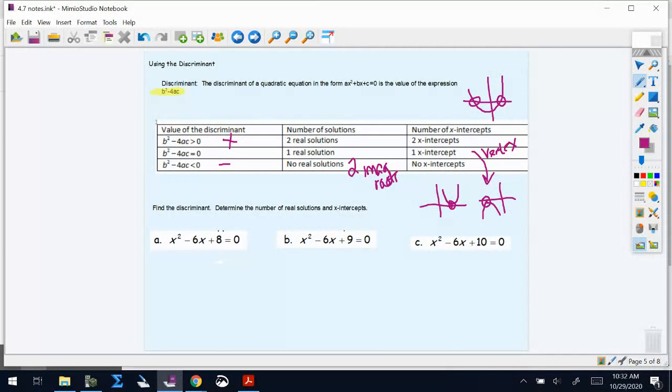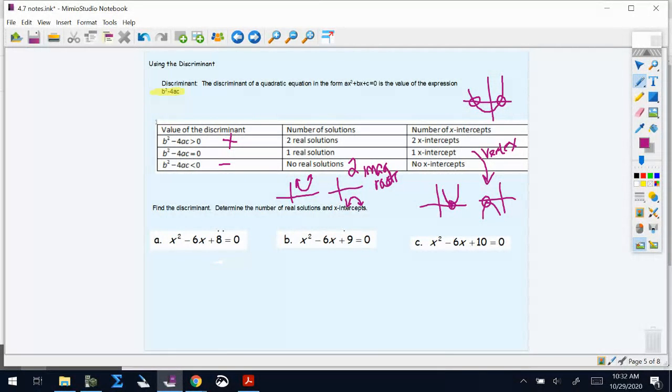What this looks like is it will never touch the x-axis. It will never cross the x-axis. These are the ones that I often describe as floating parabolas. They're floating above the x-axis, or they could be floating down below the x-axis, but they never come in contact with the x-axis at all. So that's the key to the discriminant. If we know what the discriminant is, we have an idea of what type of answers we're looking for.